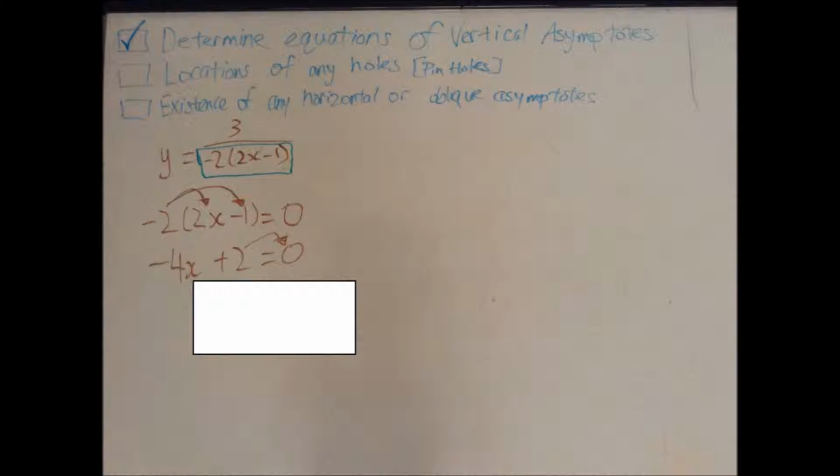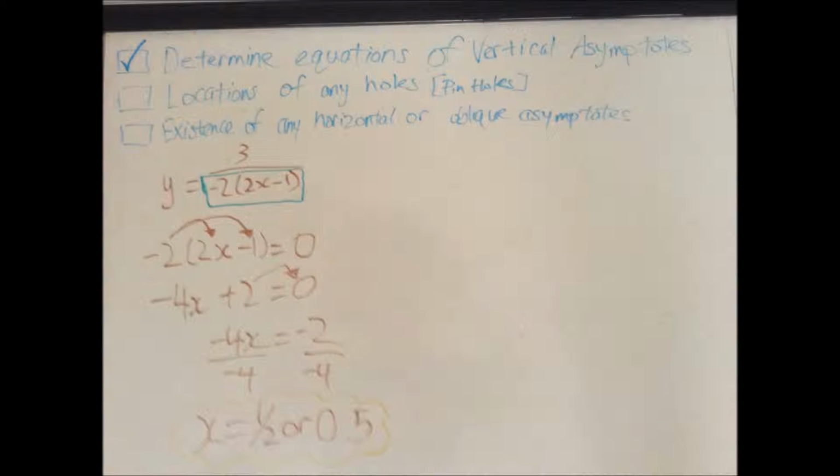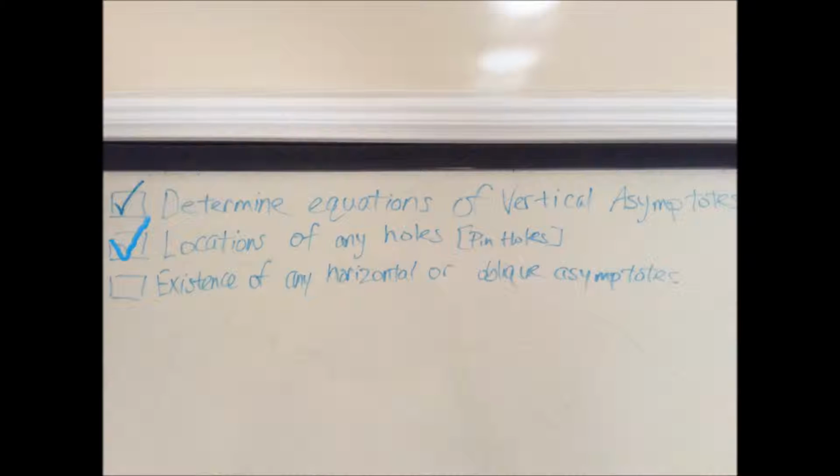You must isolate for x, so -4x is equal to -2. Divide both sides by -4. Therefore, you get x is equal to 0.5 or 1/2. Therefore, we can now check off that we have determined the equations of any vertical asymptotes.